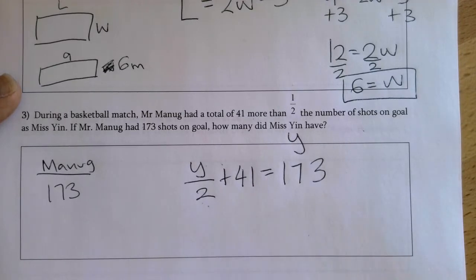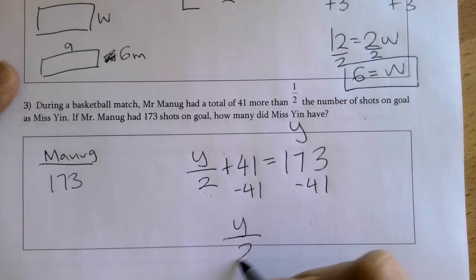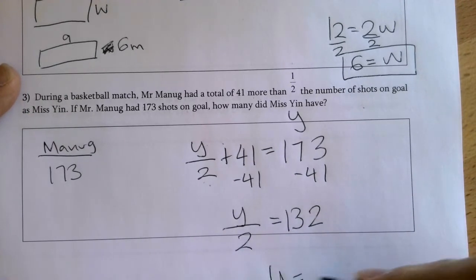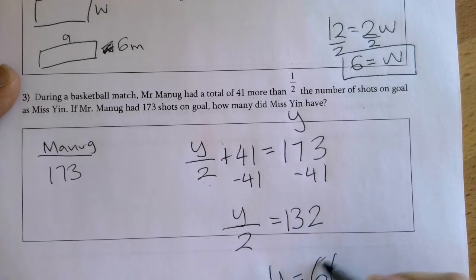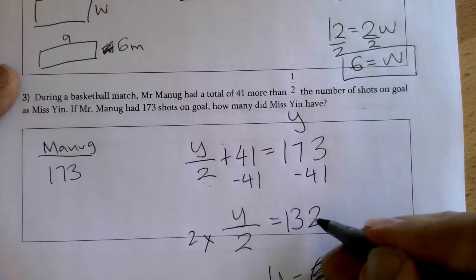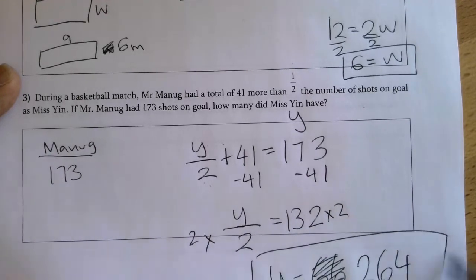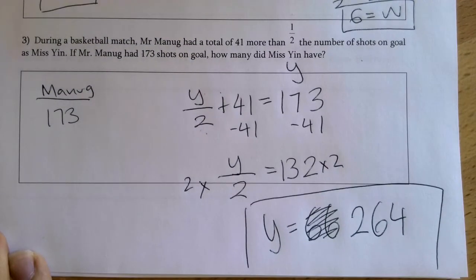So this is a two-step equation. We are just going to subtract 41 on both sides, and I should get y divided by 2 equals 132. Sorry, for Ms. Yin, I guess you're going to times 2, isn't it? So Ms. Yin actually scored 264. Oh, that's a lot of shots. Let me just double check my answer. I'm pretty sure I'm correct. All right, very good. So let's look at the next question.